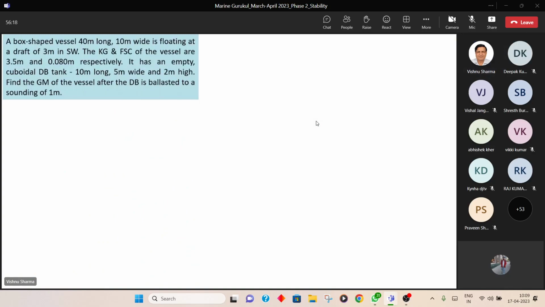Read this one. A box-shaped vessel, 40 meter long, 10 meter wide, is floating at a draft of 3 meters in sea water. The KG and FSC of the vessel are given. It has an empty cuboidal DB tank. So the shape of the tank is stated: 10 meter long, 5 meter wide, and 2 meter high. Find the GM of the vessel after the DB is ballasted to a sounding of 1 meter.